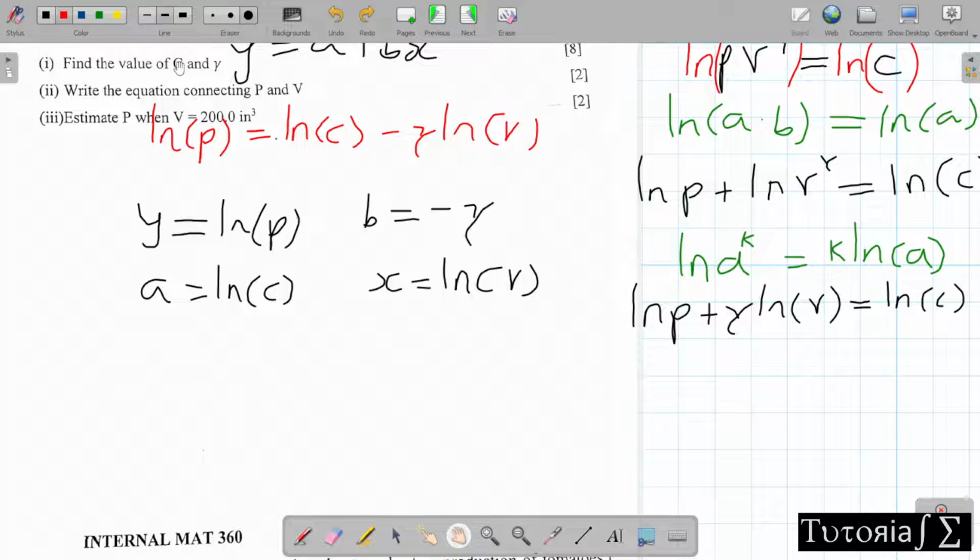So this is C. To find C, we need to find A. Okay, and this is mu. To find mu, we need to find B. Now, how can we find B and A?